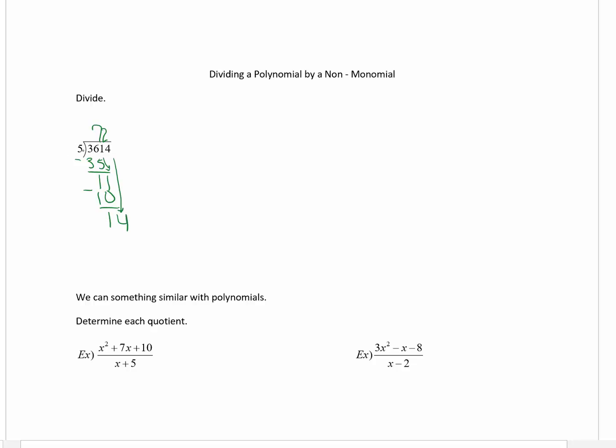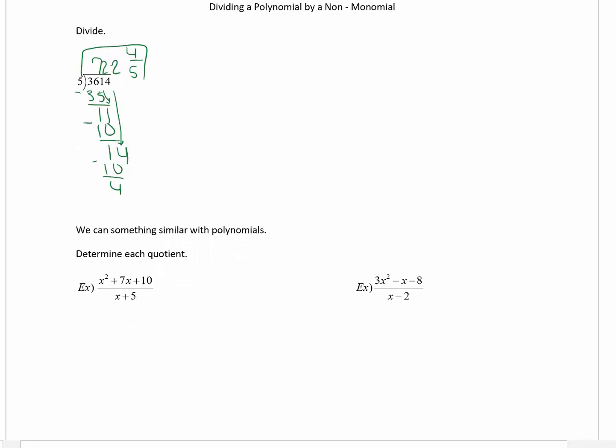How many times does 5 go into 14? That's 2. 2 times 5 is 10. Subtract, that's 4. So I can write my remainder as the remainder over the divisor. So my answer here is 722 4/5. Now, we can do something very, very similar with polynomials. If you have the denominator that has more than one term, we cannot break it down like we did in the previous video. We're going to have to do long division for this.